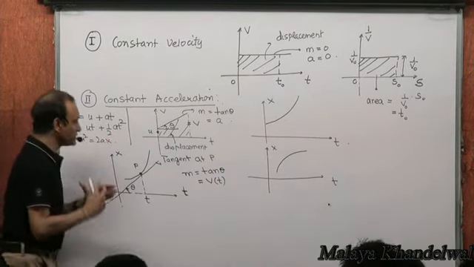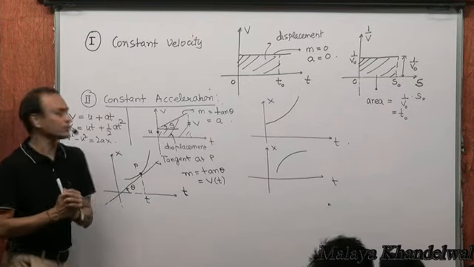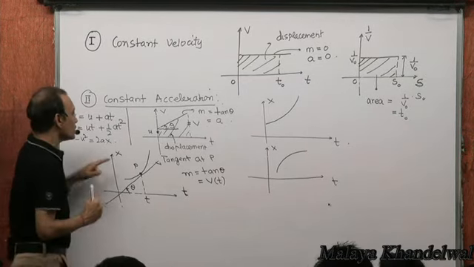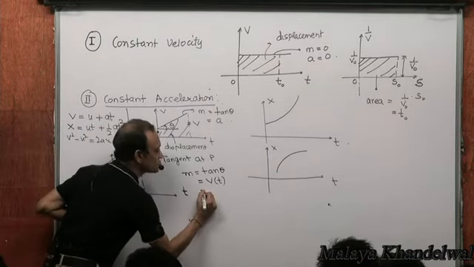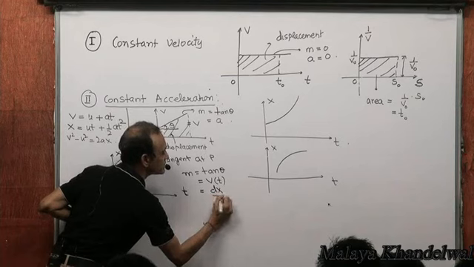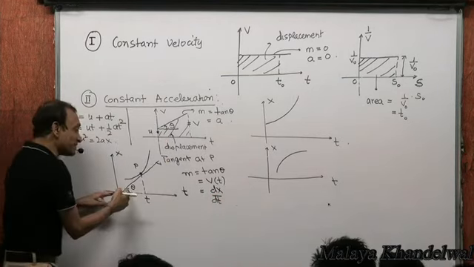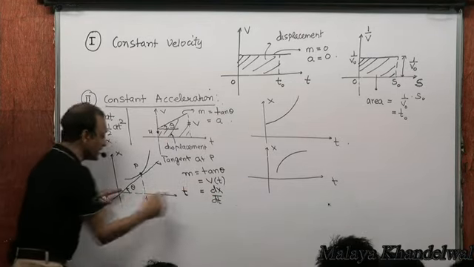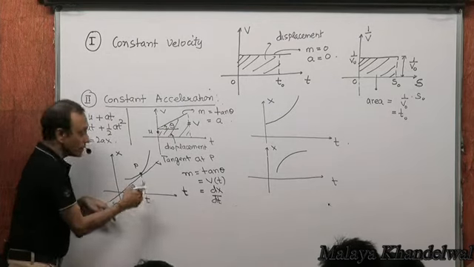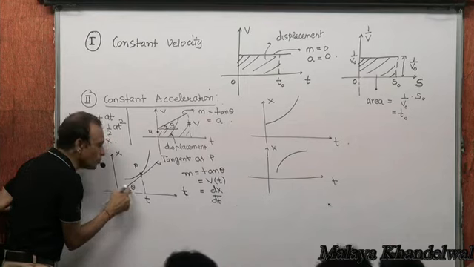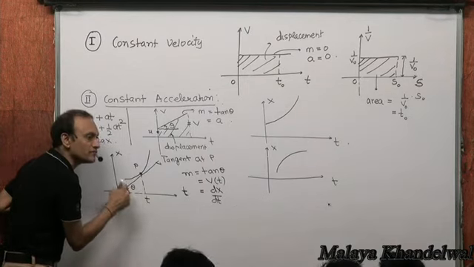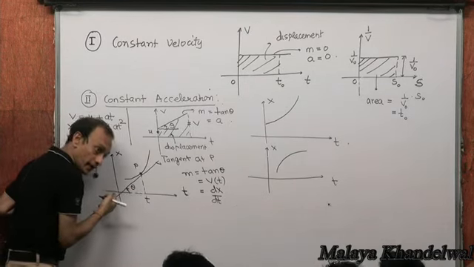All right. And in notation of calculus, the slope of the displacement time graph is also given by dx/dt. So this tan theta is also the value of dx/dt at an instant of time t. This velocity at an instant of time t, which is dx/dt, is the slope of the displacement time graph at an instant of time t. Right?